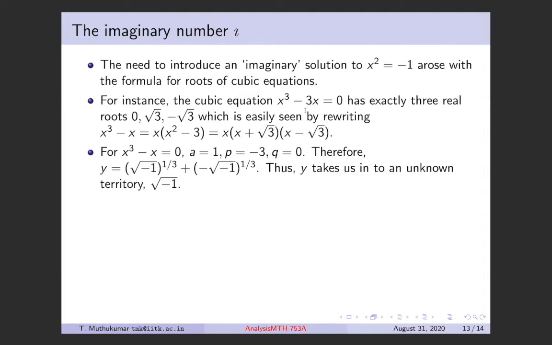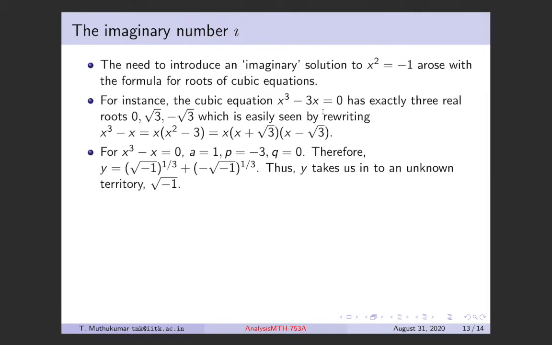Use these coefficients to find p and q. You will get that p is minus 3 and q is 0. Using this p and q, if you write the equation for y, what you get is this. You already have a square root of minus 1 and the negative square root of negative 1. So to solve for x, you need to solve this equation, and you can solve it only if you introduce a solution for x square equal to minus 1.